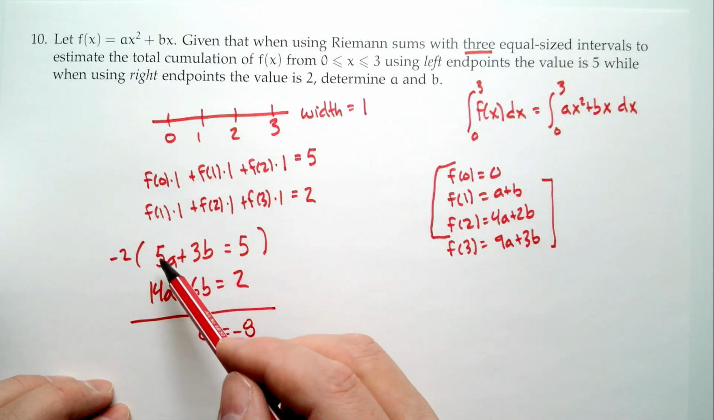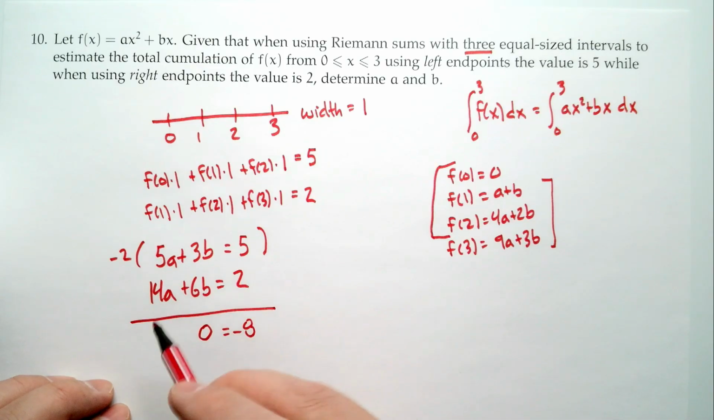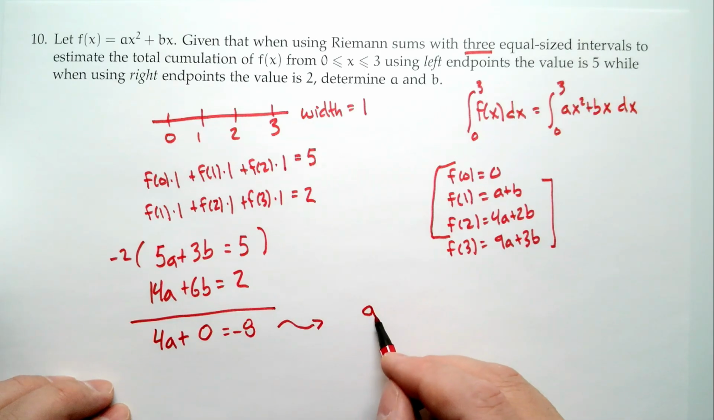Now, the interesting part. Negative 2 times 5a is negative 10a, plus 14a makes 4a. And therefore, we come to the conclusion that a has to be negative 2.